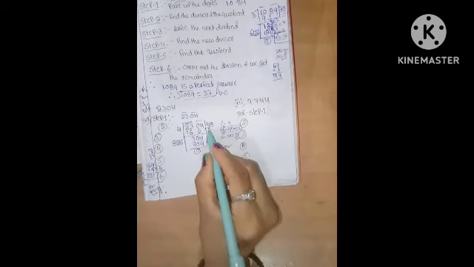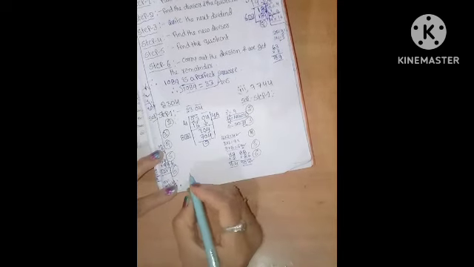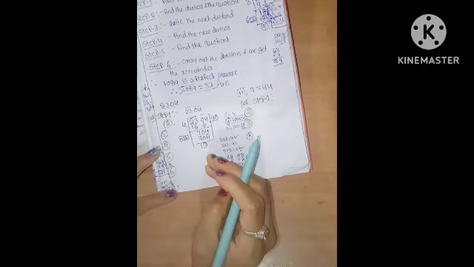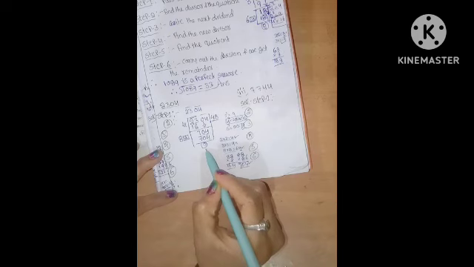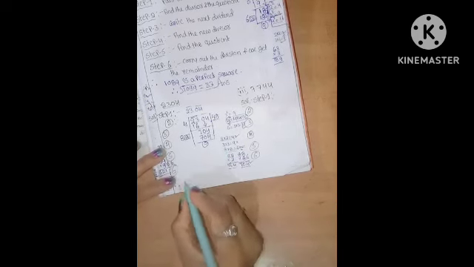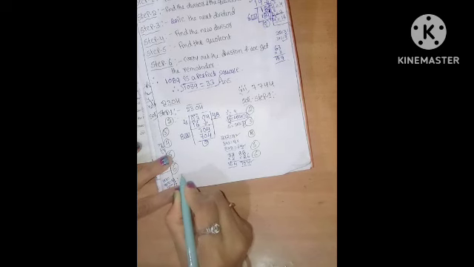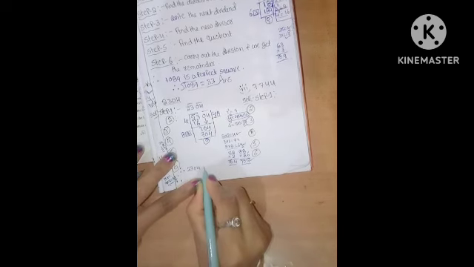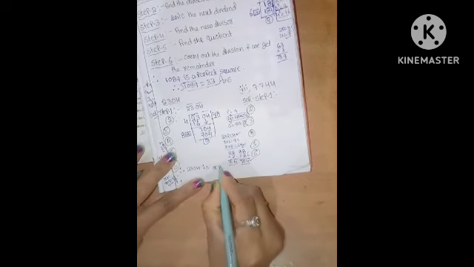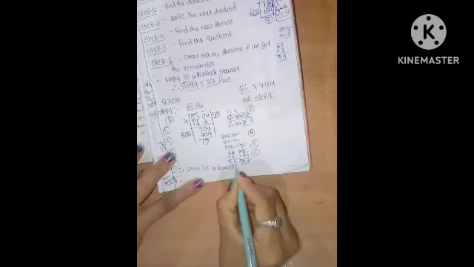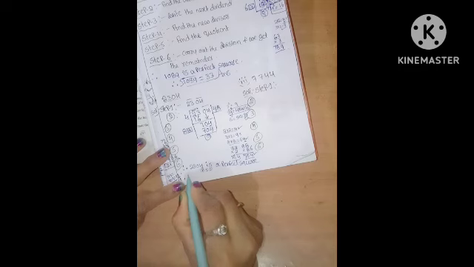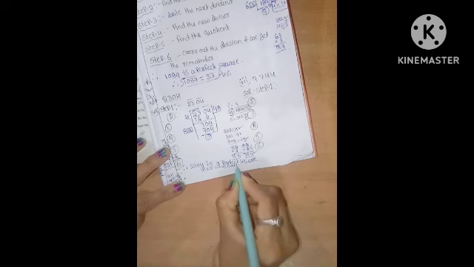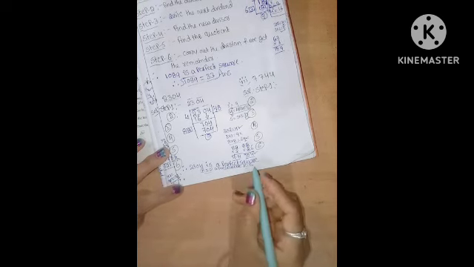Are you clear, Gagan Sai? This is the quotient. So, the final answer. If the remainder is 0, is the given number a perfect square or not? Yes, it is a perfect square. Why? Because the remainder is 0. Therefore, the given number is a perfect square only.